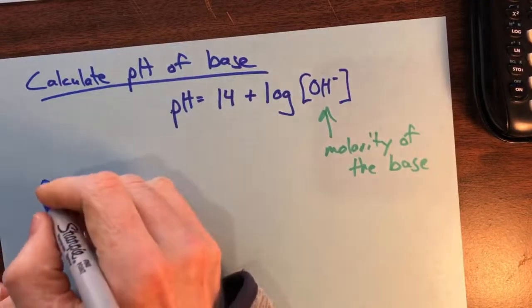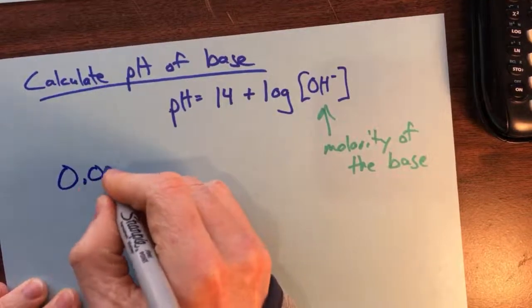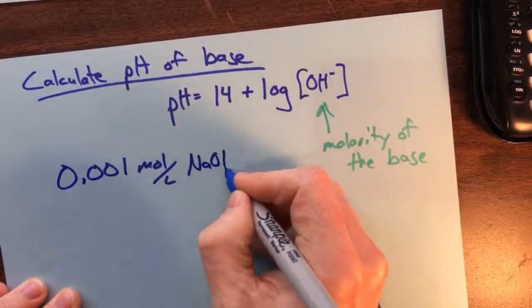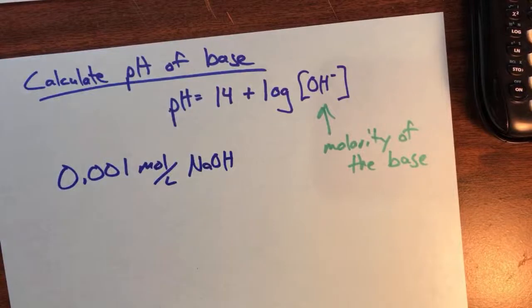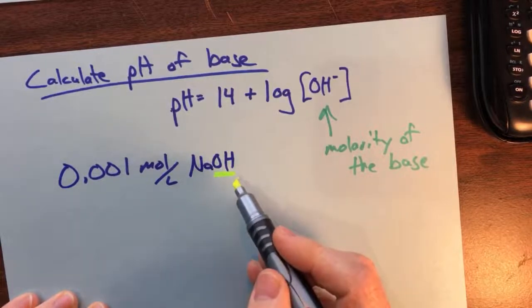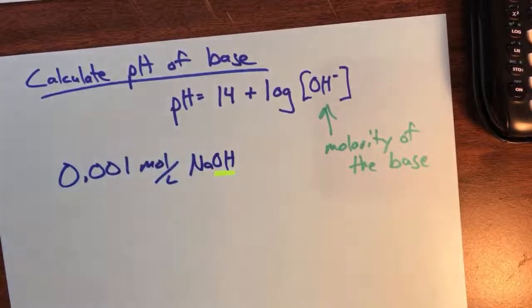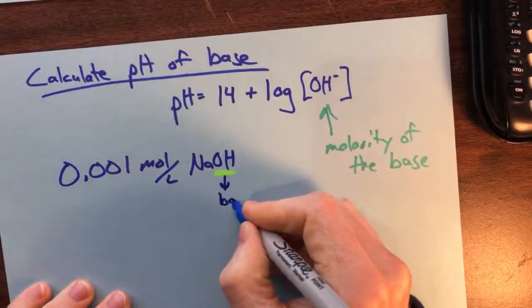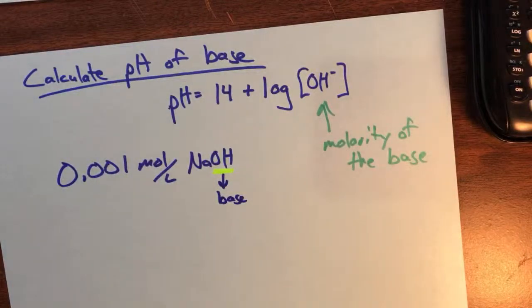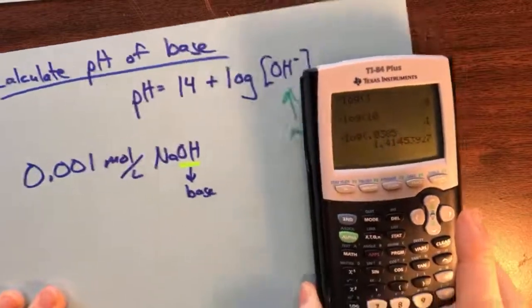Let's suppose we have 0.001 mole per liter NaOH. Well, first of all, how do you know that this is a base? Well, you look right here and you see there's an OH there. That's a hydroxide. So that is the indication that this indeed is a base. And you're going to use this OH minus equation. So let's calculate the pH of that using this equation.